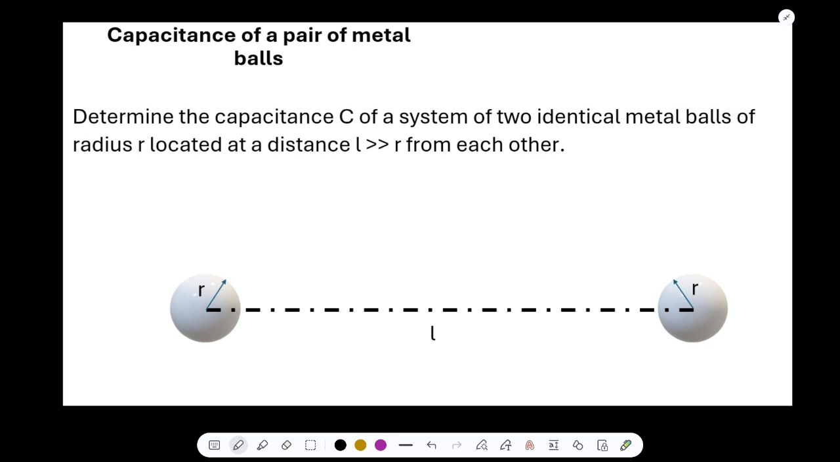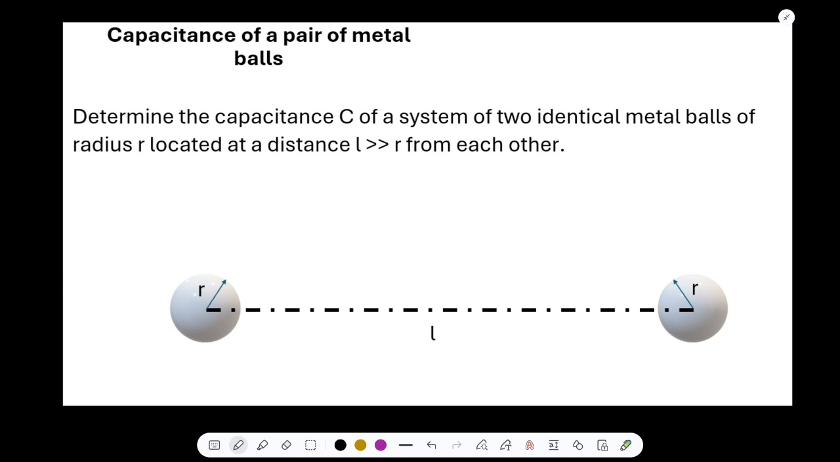You can read the statement that says: determine the capacitance C of a system of two identical metal balls of radius r located at a distance L much greater than r from each other. So we need to find its capacitance, and we can do it easily.